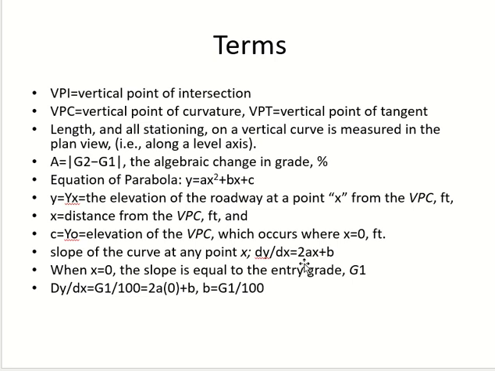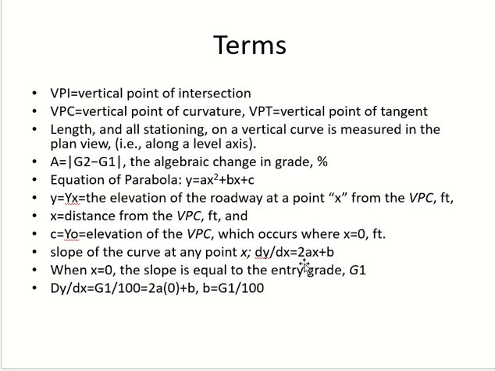Now dy by dx is what? The gradient, the slope, tangent theta. Now when x is 0, the distance is 0, which point of the curve am I standing on? VPC, the start point. When I am at the start point, what is my gradient? G1. I am starting from G1 and going up to G2. So at the start point, my gradient is G1.